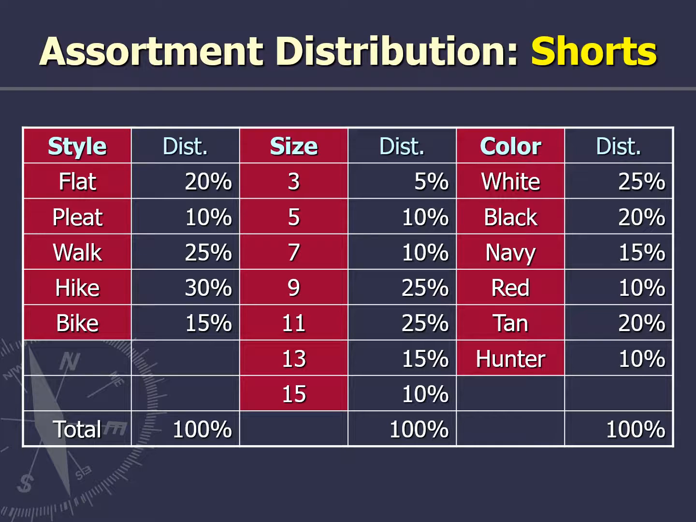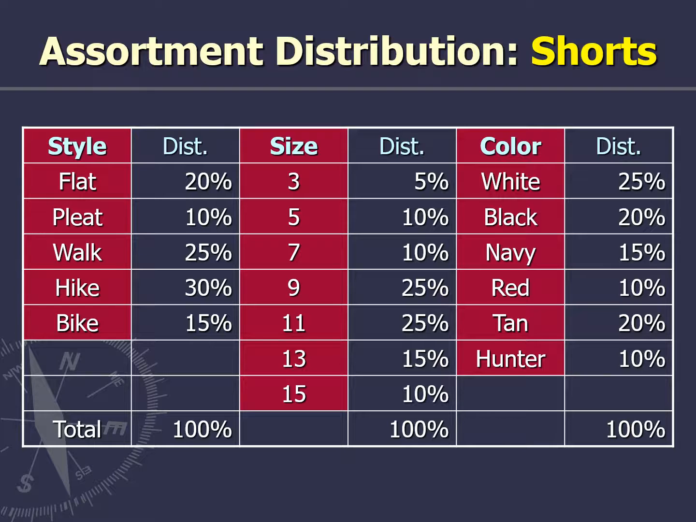Two slides ago, we took a look at a very simple model stock plan for shorts, pants, and jeans. For shorts, the model stock plan showed that there were going to be 5 styles, 6 colors, and 7 sizes, which leads to a variety of 210 SKUs. And for all shorts, the volume is going to be 480 units.